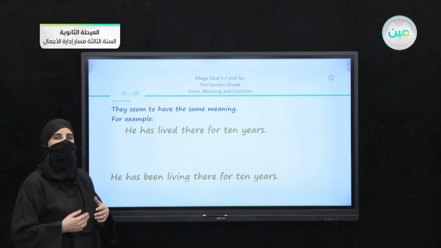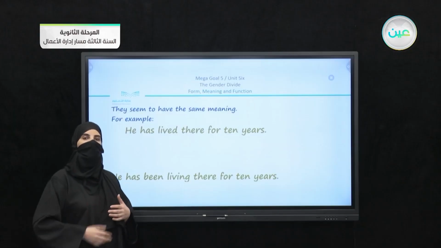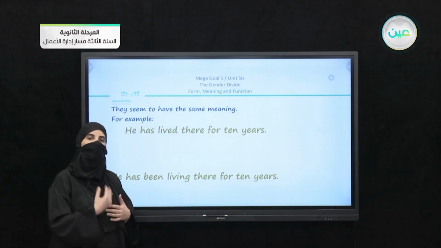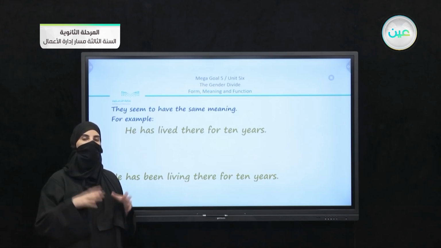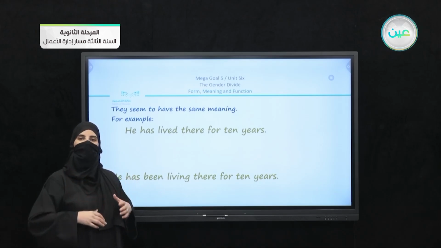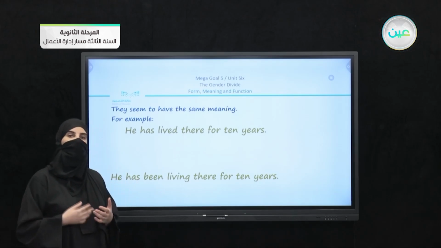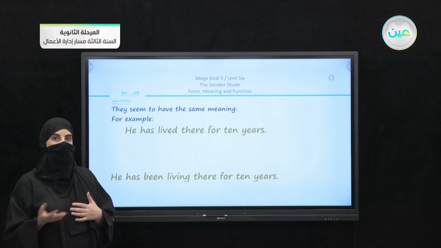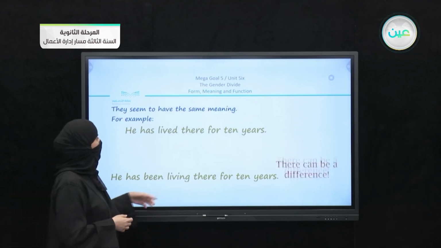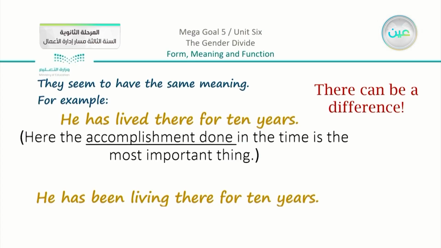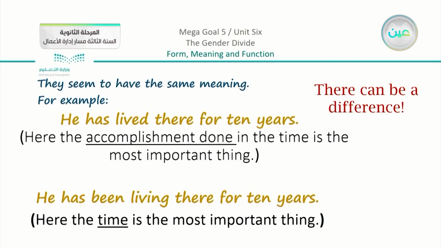So just suppose that we are talking about a person who is living in another city or another town. Now we can talk focusing on what his accomplishment is, or what he has done actually. So we can say that we are focusing on the accomplishment done in the time, which is the important thing. Now here we are basically talking about the result or the action or the accomplishment.